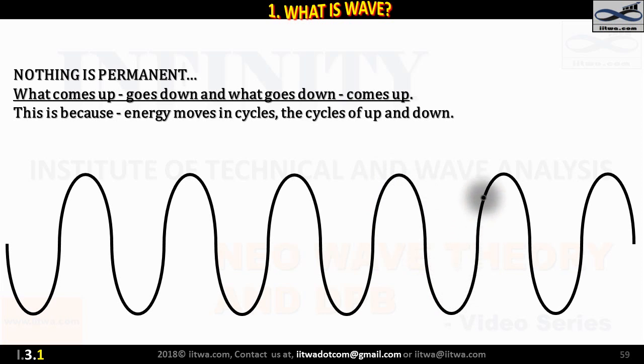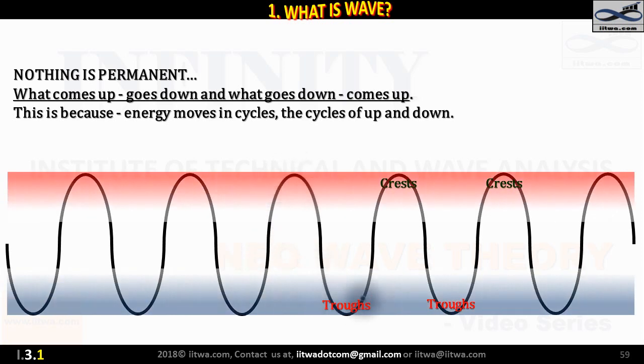Guys, this is the basic structure of a wave. What does it have? If you observe the basic structure of waves, you will notice there are crests and troughs. The extreme tops, created upward, are called crests, and the extreme bottoms, created downward, are called troughs. Notice here that the crests and troughs are created at the same level.